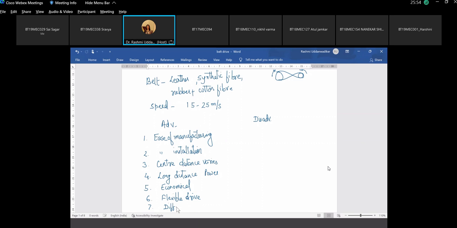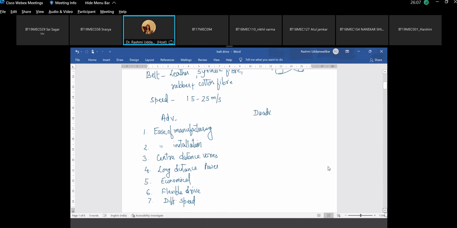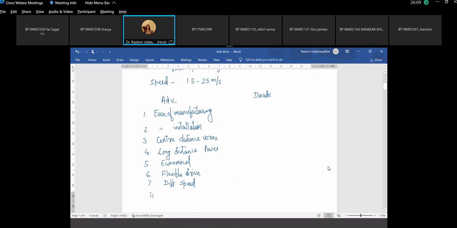The pulleys are available as stepped pulleys, so you have different diameter pulleys, and so we can run with different speeds. Yes, noise is less as compared to gear drive. Less noisy, unless it is rotating at a very high speed. At high speed, it will create some noise, some fluttering of the belt.